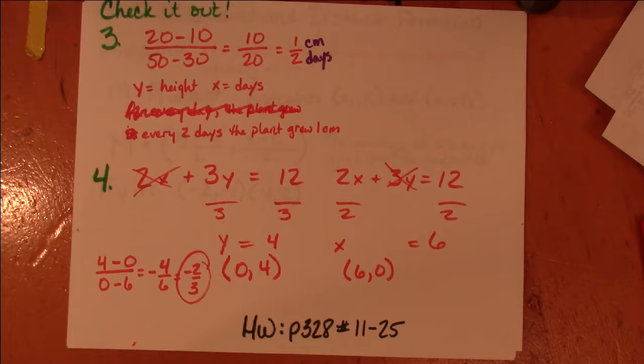And that's it for this section. Our homework for this section starts on page 328. We're going to do numbers 11 through 25.